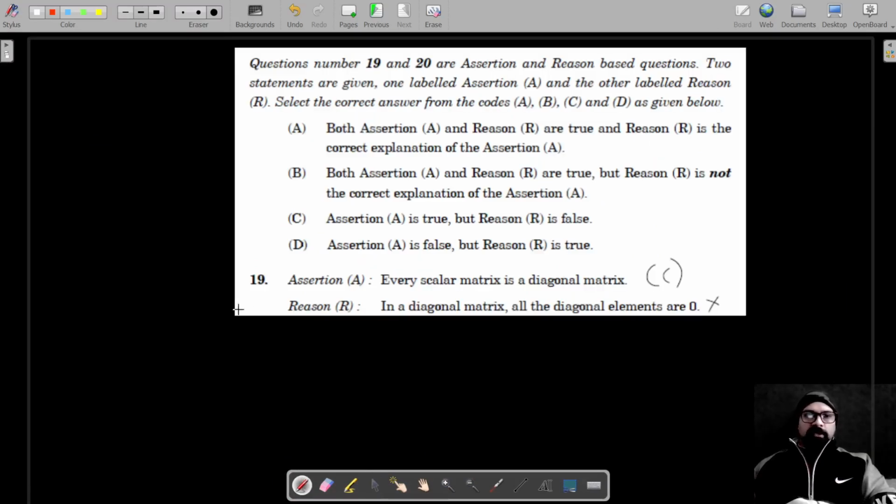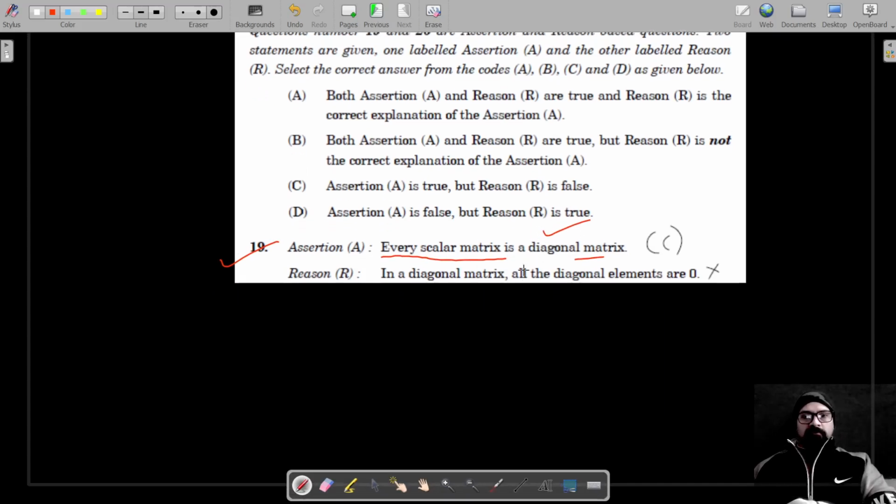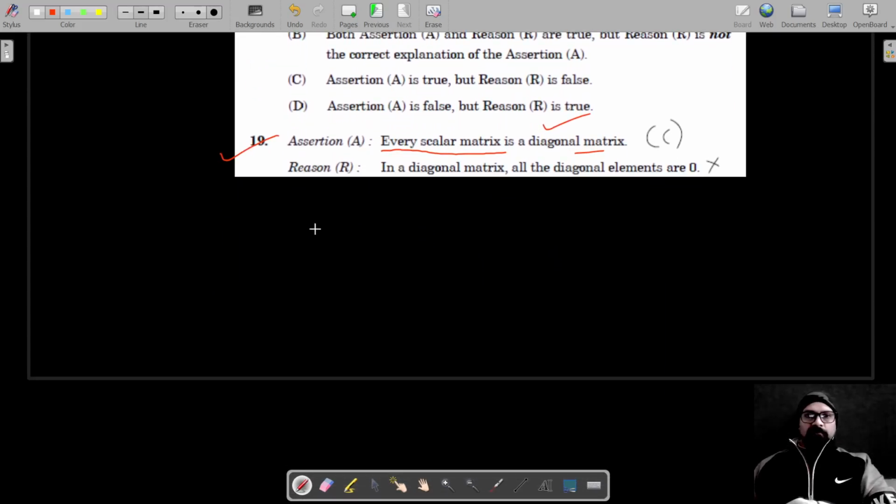Okay, for question number 19, we have to check which of these four options is the correct one. Now let's check the assertion which says that every scalar matrix is a diagonal matrix. Let's try to understand what a diagonal matrix is and what a scalar matrix is. A diagonal matrix is a square matrix which has the principal diagonal elements non-zero and other elements are zero.